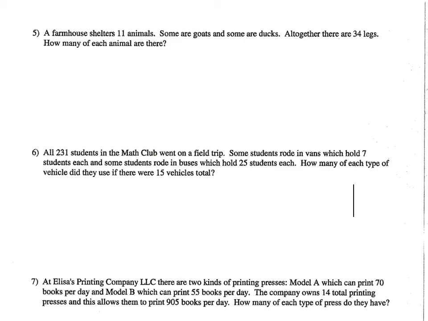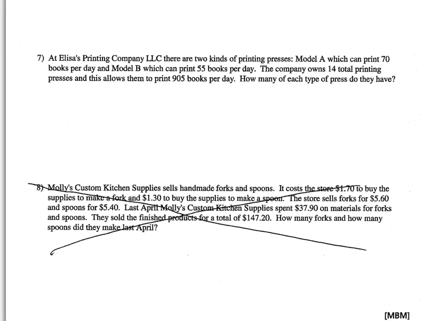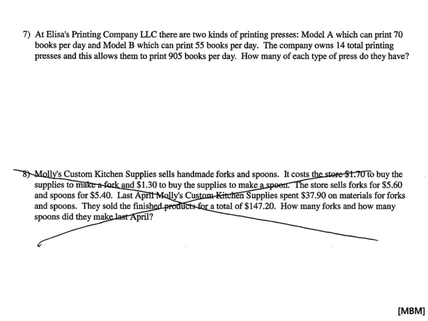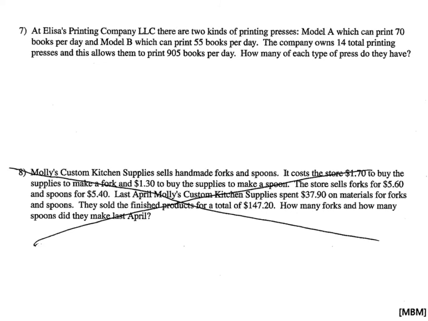Okay, so last problem, we're going to talk about number 7. These types of problems are wordy, but you've got to write an equation that talks about the total number of something and the number of something that it does. It says Elisa's Printing Company has 2 kinds of printing presses, Model A, which can print 70 books, and B, which can print 55 books. The company owns 14 total printing presses, and they get 905 books a day.